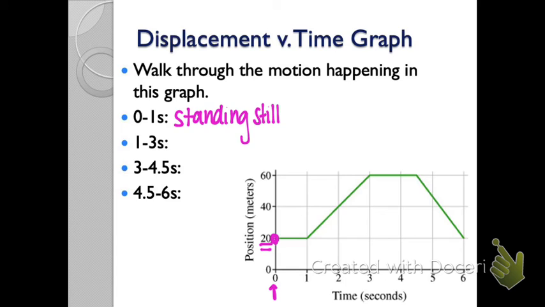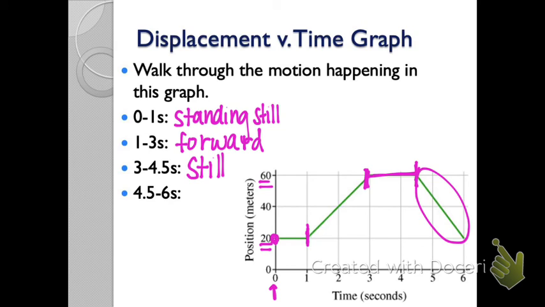Okay? From 1 to 3 seconds, here to here, what am I doing? Slowly walking forward. From here to here, what am I doing? I'm standing still, right? I stop because my position does not change for that second and a half. And then finally, in my last part of my motion, what am I doing? I'm moving backwards.